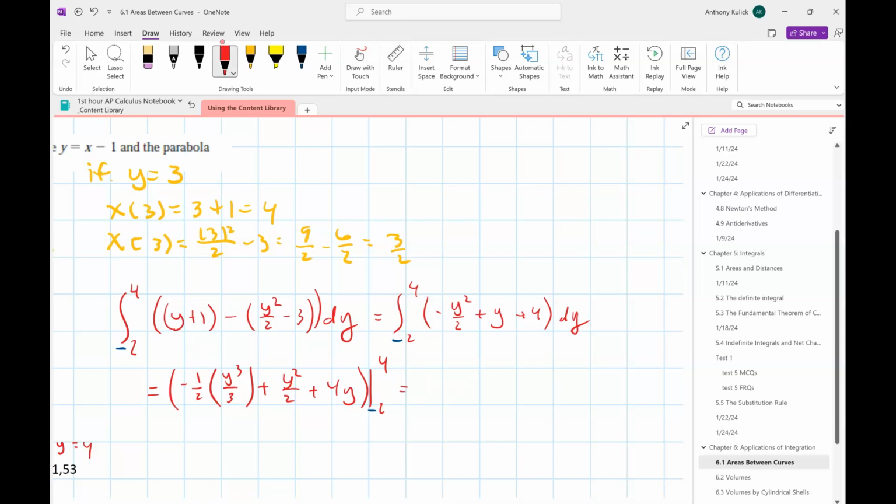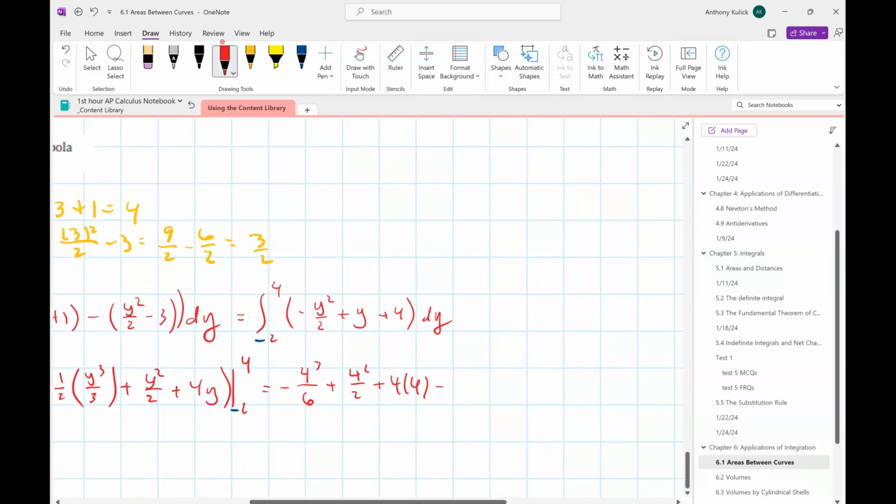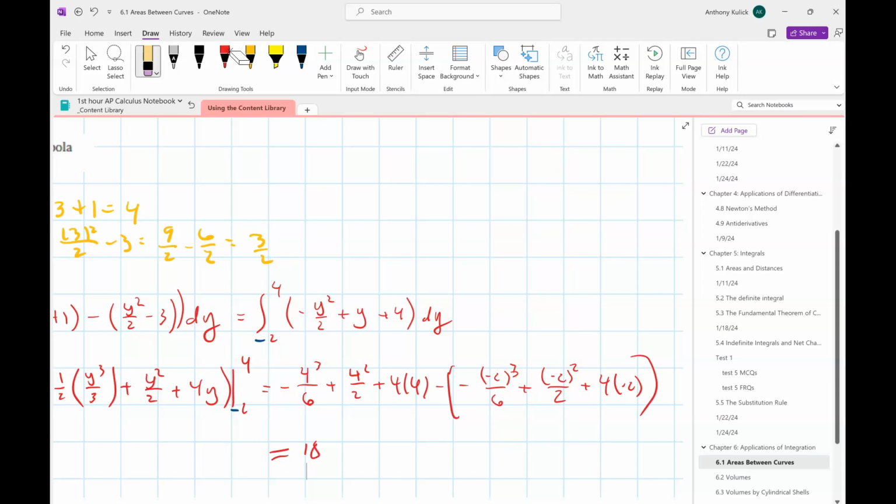All right, so we're going to have negative 4 squared over 6 plus 4 cubed, and then 4 squared over 2 plus 4 times 4, minus negative 2 cubed over 6 plus negative 2 squared over 2 plus 4 times negative 2. And that should come out to be 18.